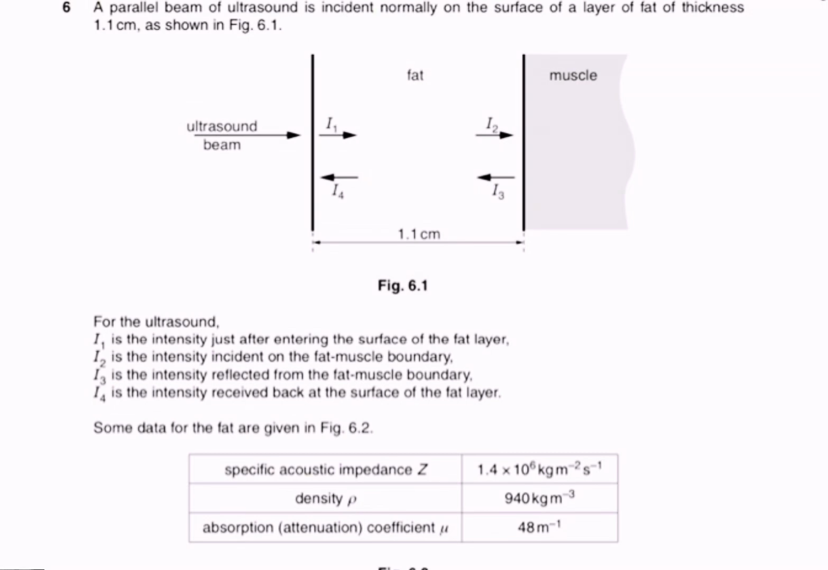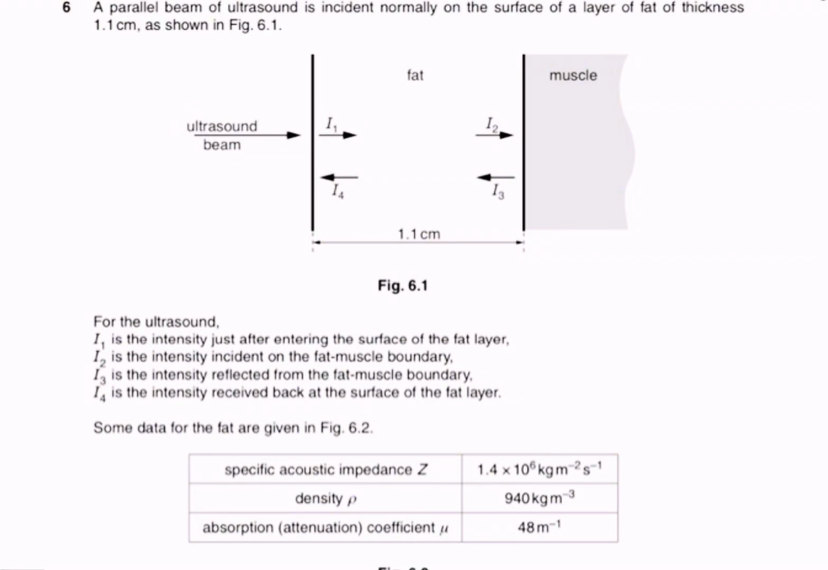So question number 6 says, a parallel beam of ultrasound is incident normally on the surface of a layer of fat of thickness 1.1 centimeter as shown in figure 6.1. For the ultrasound, I1 is the intensity just after entering the surface of the fat layer, I2 is the intensity incident on the fat-muscle boundary, I3 is the intensity reflected from the fat-muscle boundary, and I4 is the intensity received back at the surface of the fat layer. Some data for the fat are given in figure 6.2.